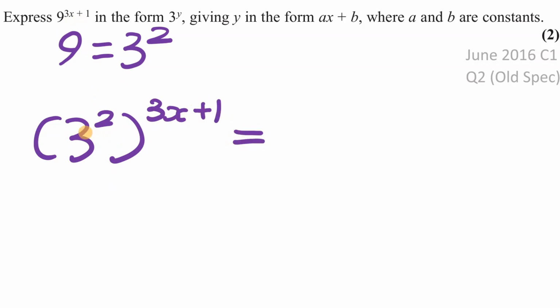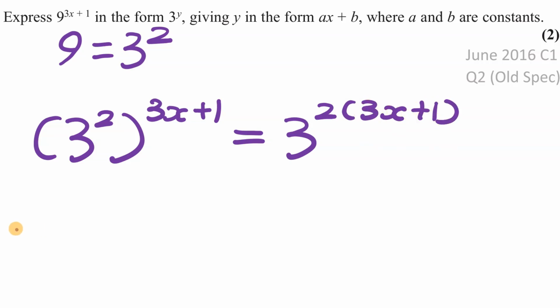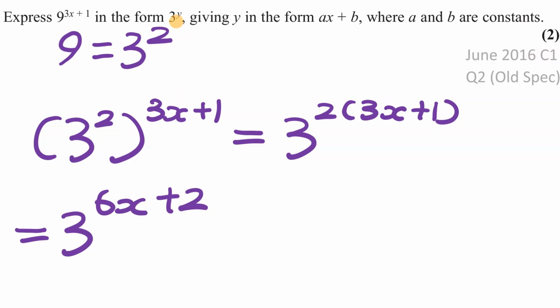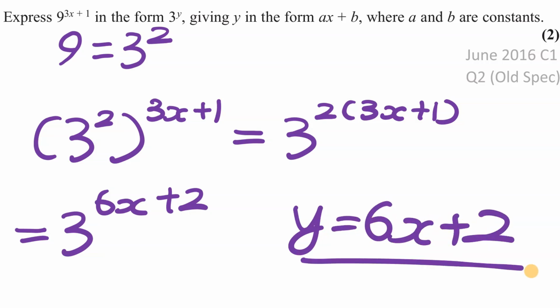Remember your indices law. If you have 3 to the power of 2 to the power of 3x plus 1, you can multiply the 2 and the 3x plus 1 together. So this is 3 to the power of 2 multiplied by 3x plus 1. If you expand this bracket, 2 times 3x is 6x, and 2 times 1 is 2, and this is in the format 3 to the power of y, where y is equal to 6x plus 2.